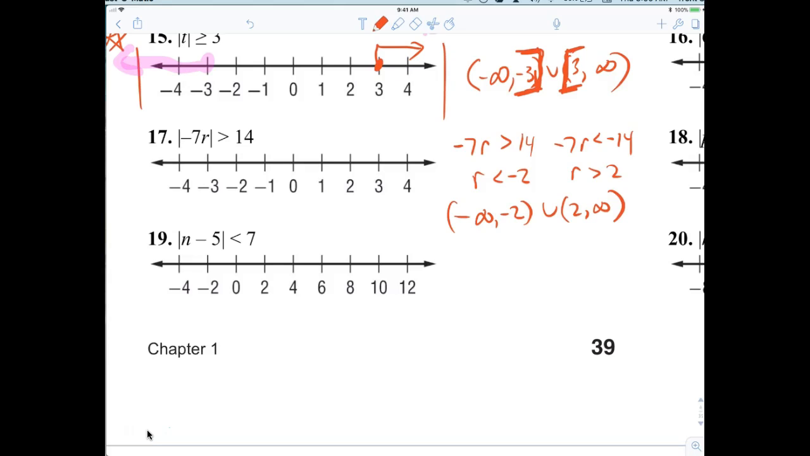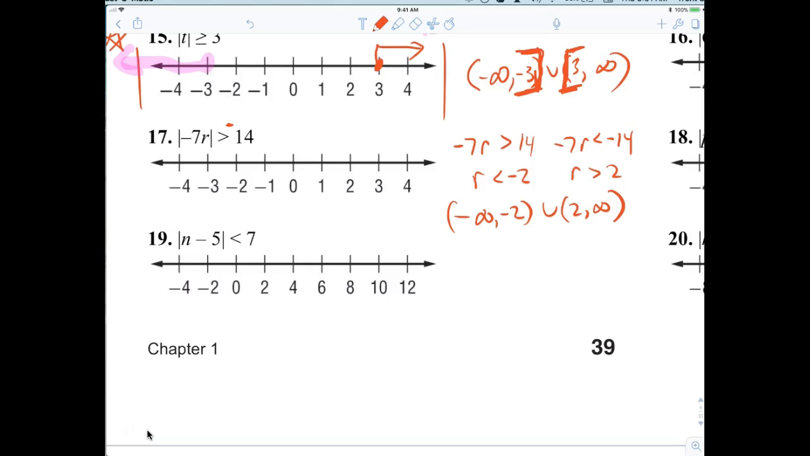Yes, sir. 17, if it said the absolute value of -7r was greater than -14. Yes, so that's going to come up again. When is your absolute value greater than a negative? Think about it now. When is your absolute value greater than a negative? Always. But if it was less than, your absolute value is never less than that. All right, that's on the test.